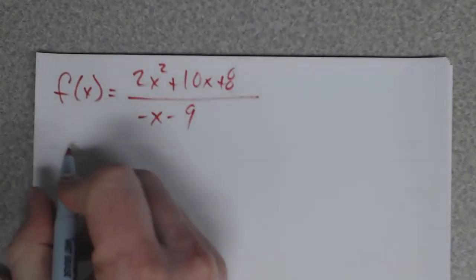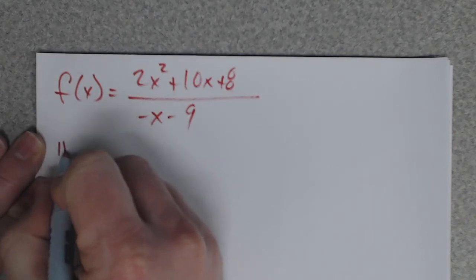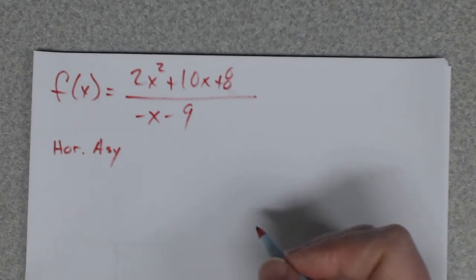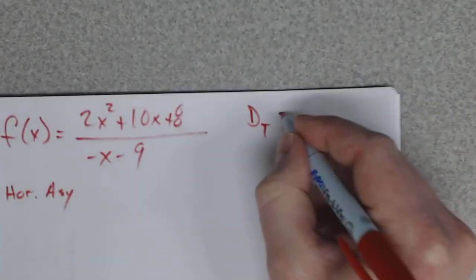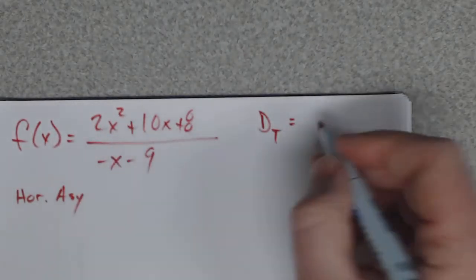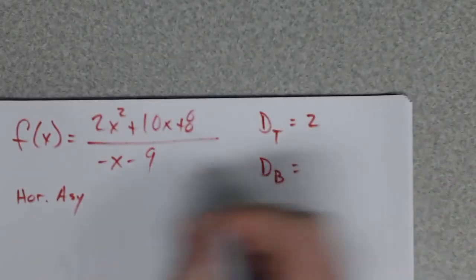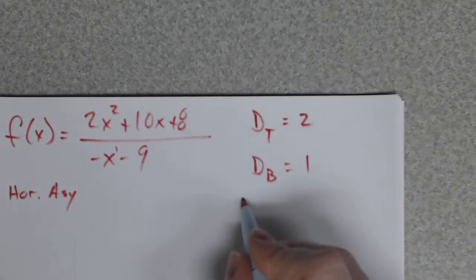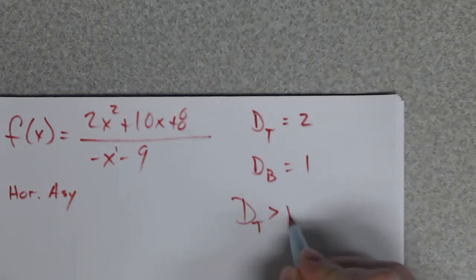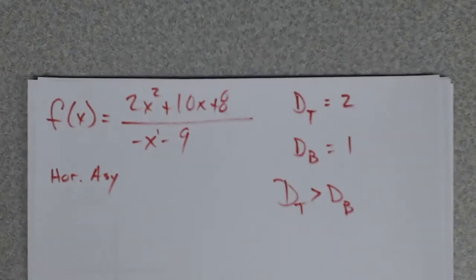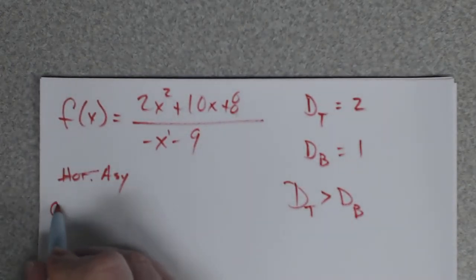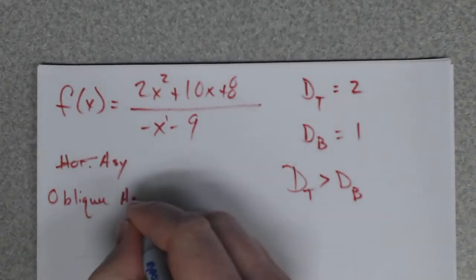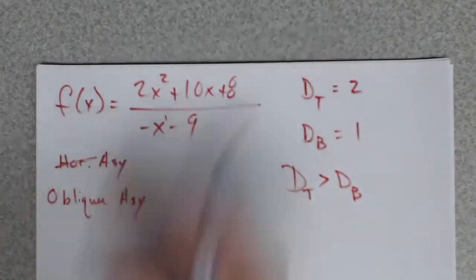Let's do the horizontal first. Horizontal asymptote. Remember, you're looking at the degrees. So the degree of the top here is 2 because of the power of 2. The degree of the bottom, well, there's nothing there but a 1, so it's a 1. So the degree of the top is actually bigger than the degree of the bottom. And when that happens, you don't have a horizontal, you have the oblique asymptote, the one I talked about just a second ago, where the asymptote is going to be at an angle.